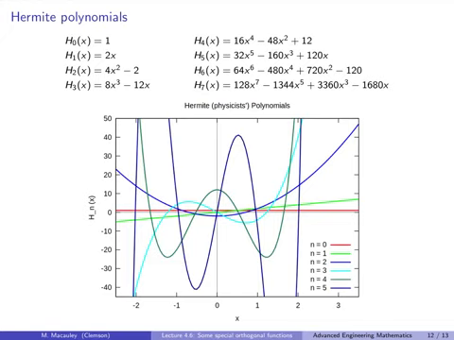Here are the first 8 Hermite polynomials. So the first couple are 1, 2x, 4x squared minus 2, 8x cubed minus 12x, 16x to the fourth minus 48x squared plus 12, and so on. And notice that the leading coefficient of the nth one is 2^n. Now they can be rescaled. I think it's just by 1 over 2^n. So the leading coefficient is monic.